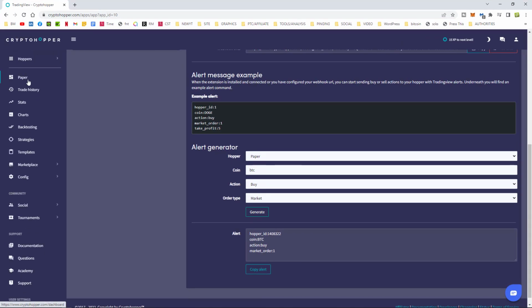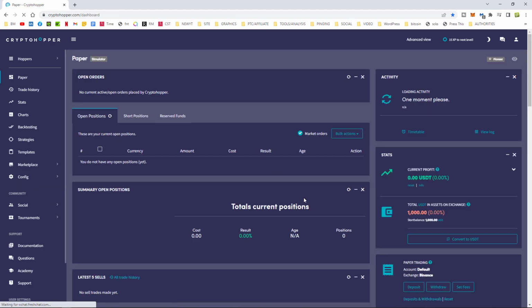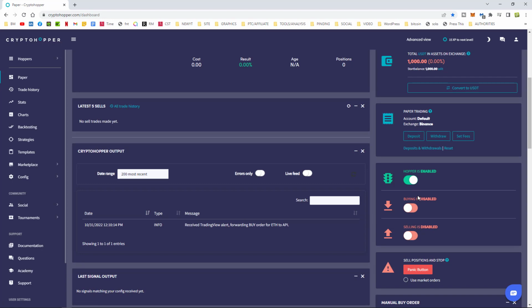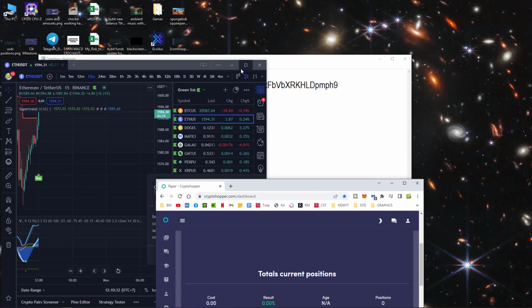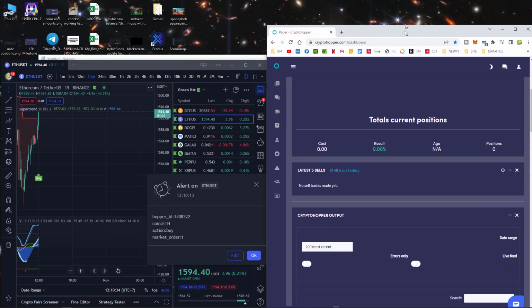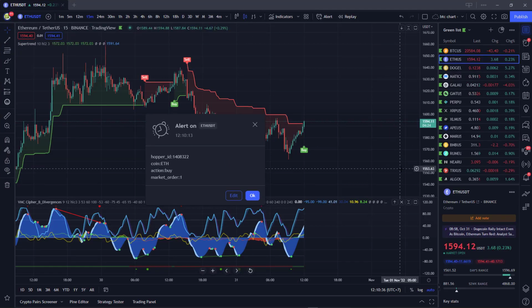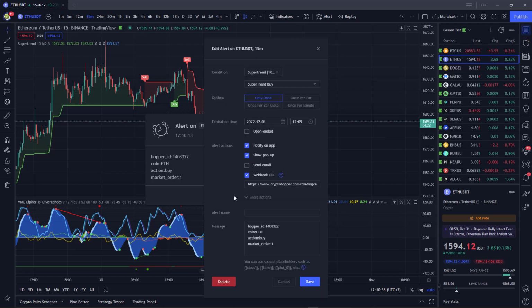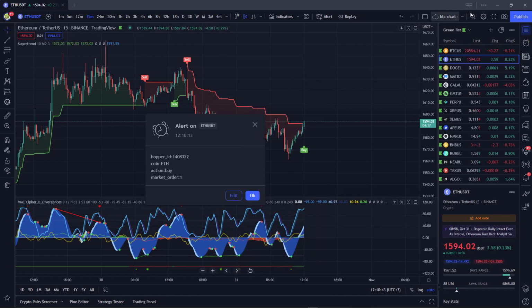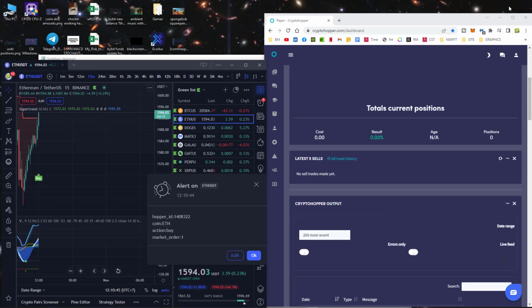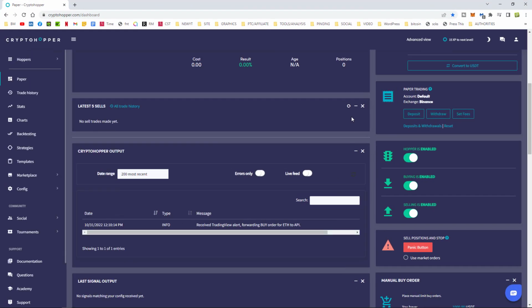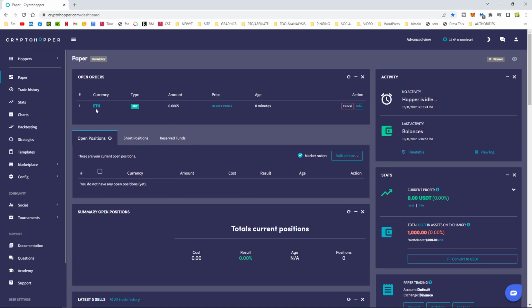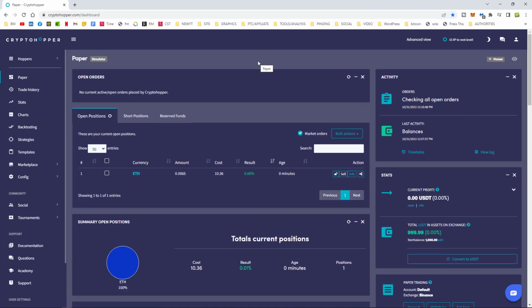Do I need, do I need? Yeah, need this switching on. So let's make that alert go off again. Edit, save. Is it going to buy? Boom, there it is, just as I said.